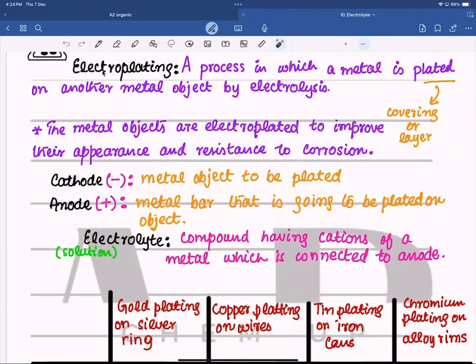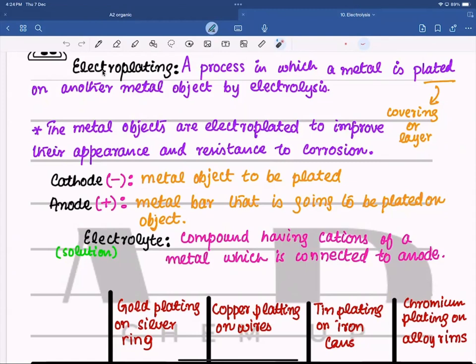The electrolyte must contain the same cations which we are going to deposit. For example, when we want to do gold plating, we need a gold compound as an electrolyte. When we are doing the copper plating on the wires, we need a copper compound as an electrolyte. When we are doing the chromium plating on the aluminum or any other part of the car or a bike motorcycle, we are going to need a chromium compound as an electrolyte. So here I have discussed a few examples.